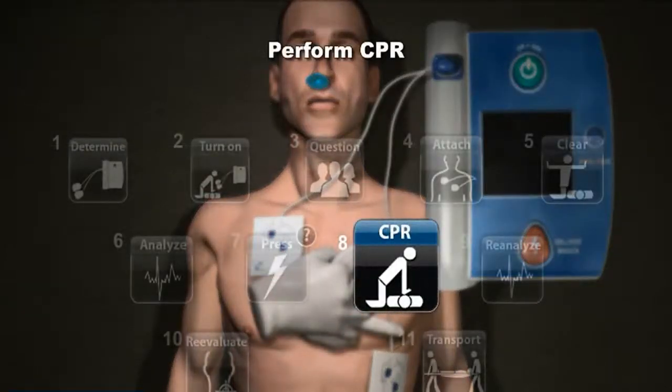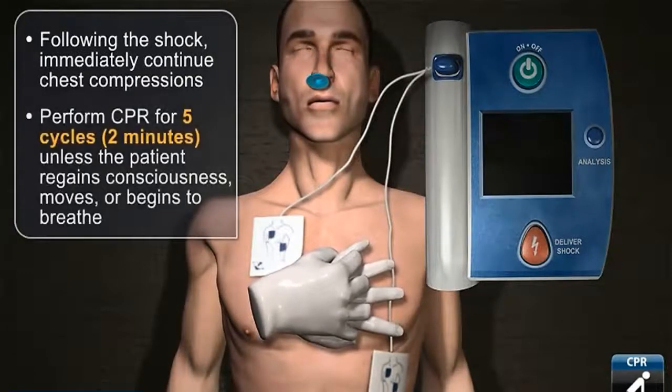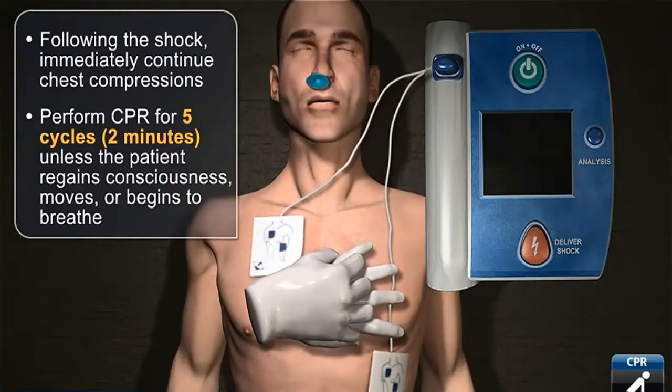Perform CPR. Following the shock, immediately continue chest compressions. Perform CPR for 5 cycles or 2 minutes unless the patient regains consciousness, moves, or begins to breathe.